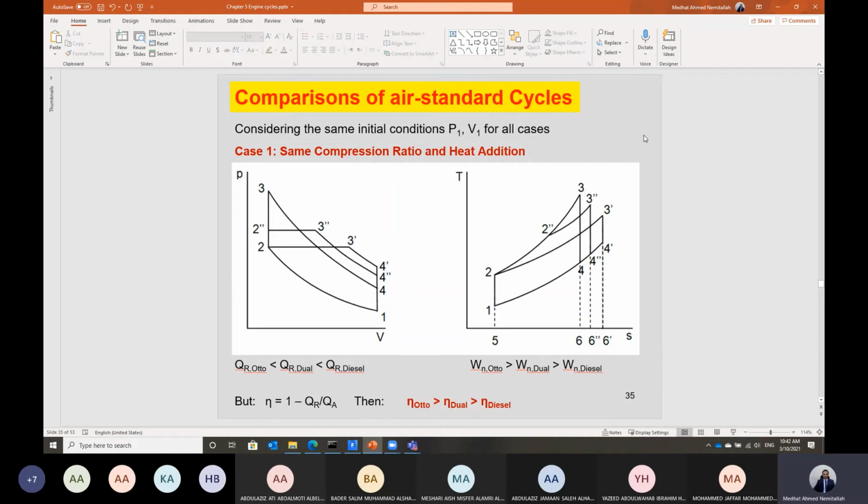So overall, based on this representation, if we have same compression ratio, same heat addition, the heat rejected in this case, if you look here, for the diesel cycle will be the highest, and its efficiency will be the lowest in this case. Is this point clear?